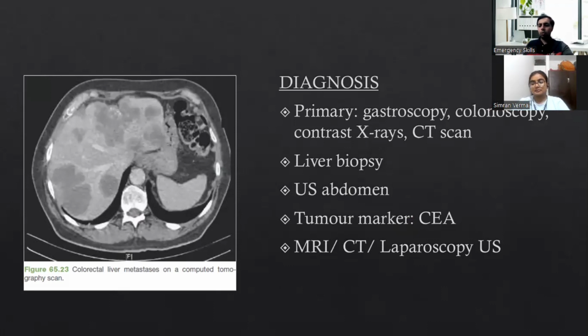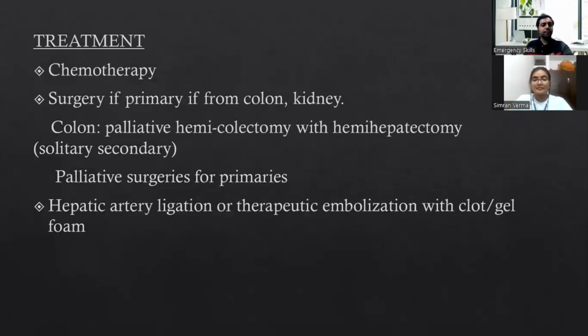So if it is a colon or something like that, we have to go for gastroscopy, colonoscopy, X-ray, CT scan, whatever, we have to find a primary tumor. Then we will go for liver biopsy. Ultrasound is always there. Tumor marker is CEA. And MRI, CT scan, laparoscopic ultrasound are all the new modalities, and it can be done.